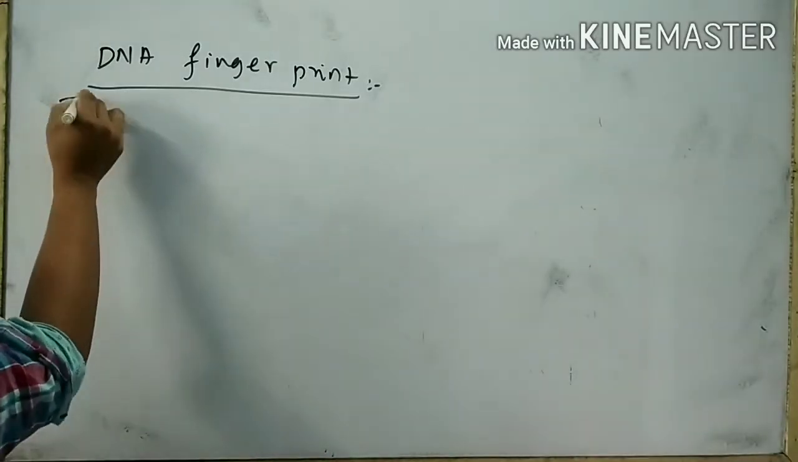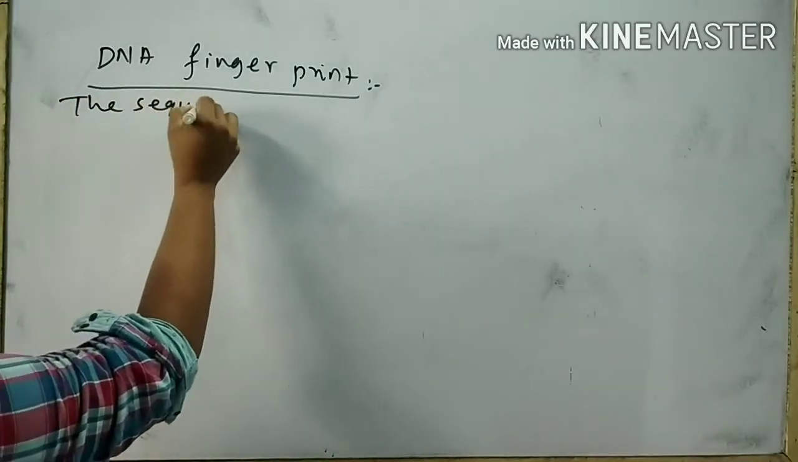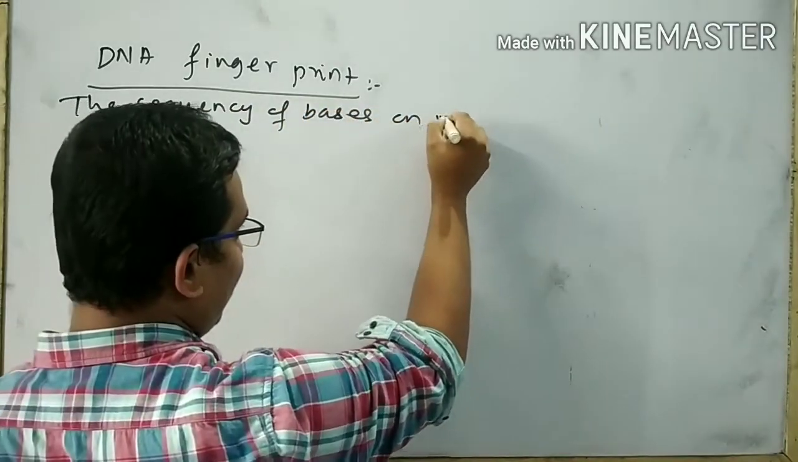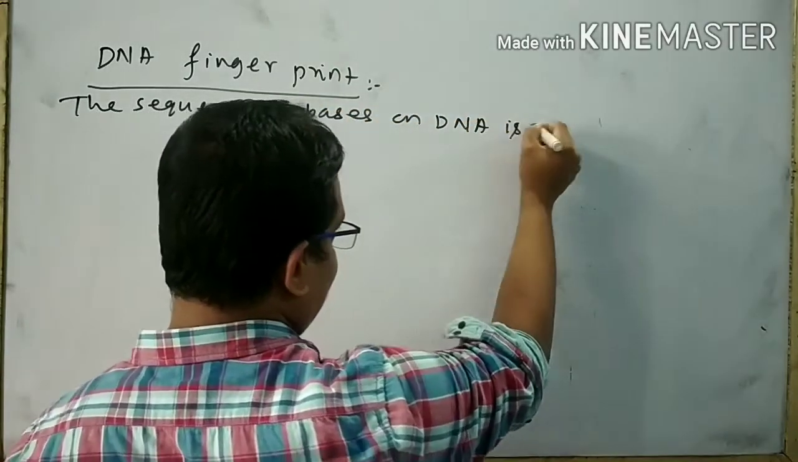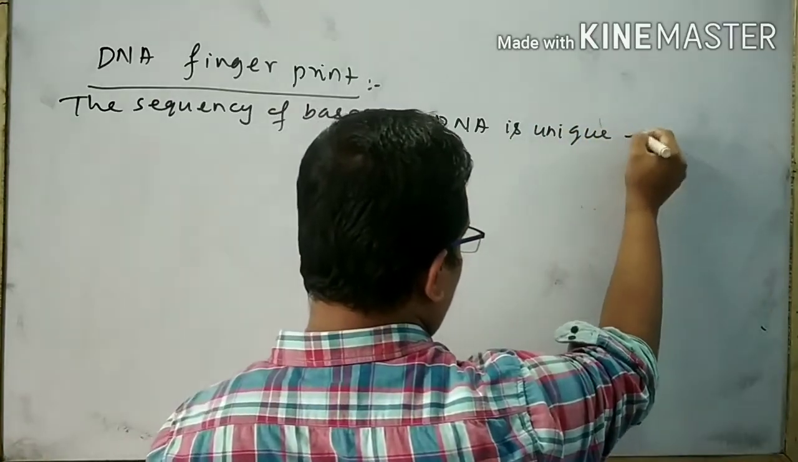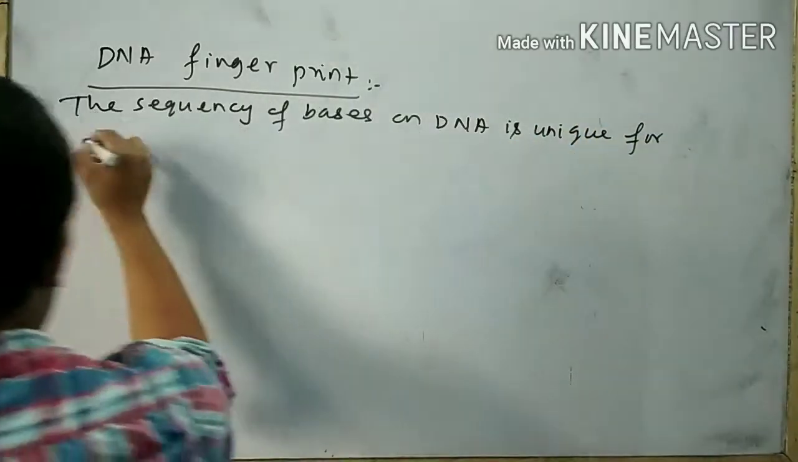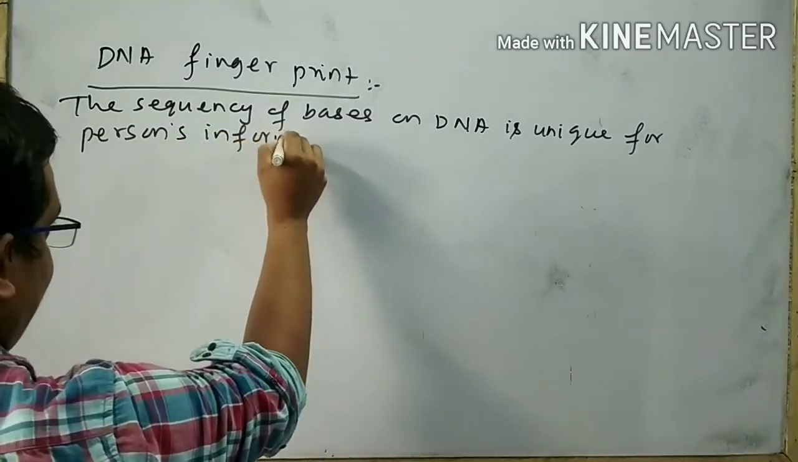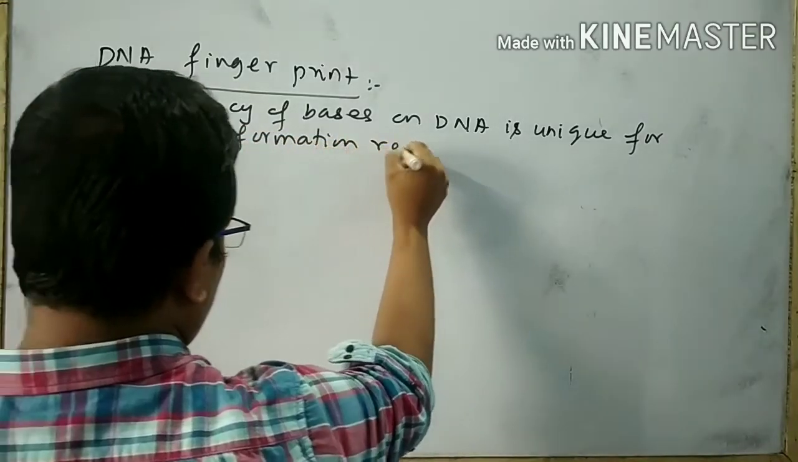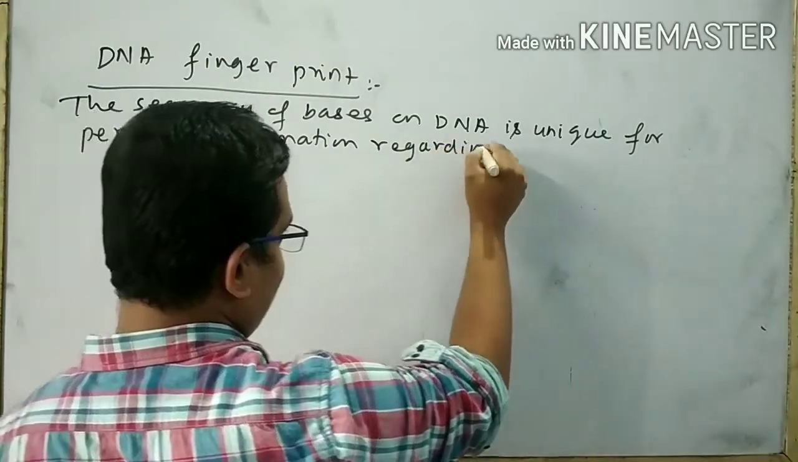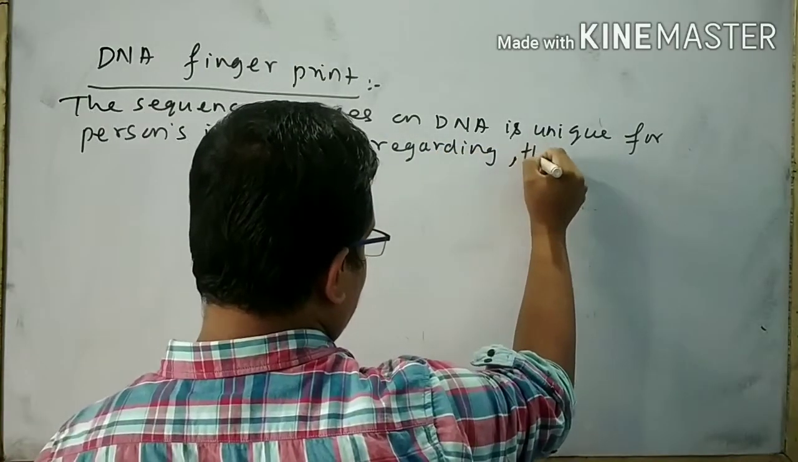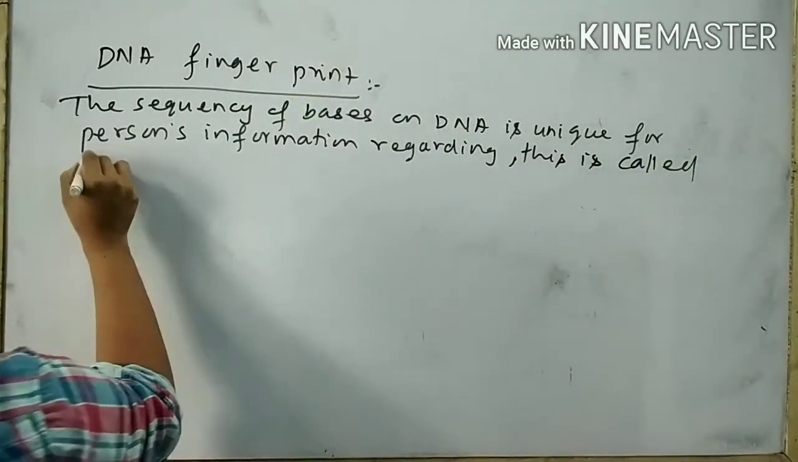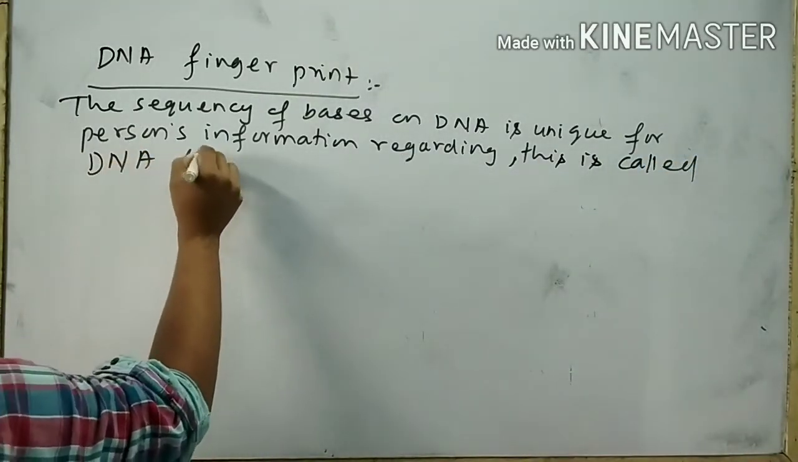So you can write, the sequence of bases on DNA is unique for a person's information regarding this is called DNA fingerprint.